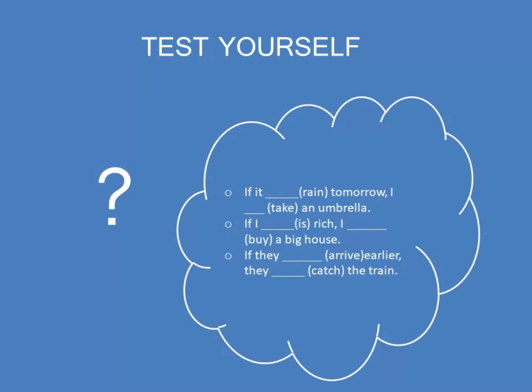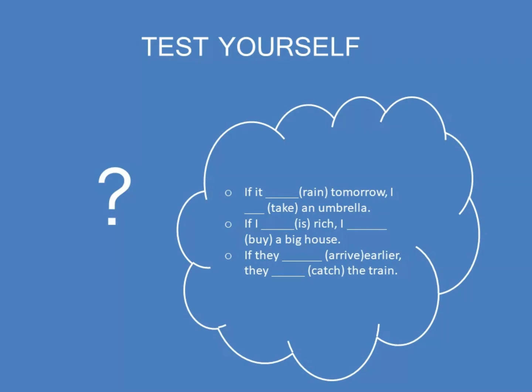If I dash rich, I dash a big house. So it represents the wish of the person. So wish of the person we write in past indefinite. If I dash rich. So the past indefinite form of the verb is was, but with if and I we use were. If I were rich. Past indefinite. Then with past indefinite you will use would plus first form of verb. I would buy a big house, right?